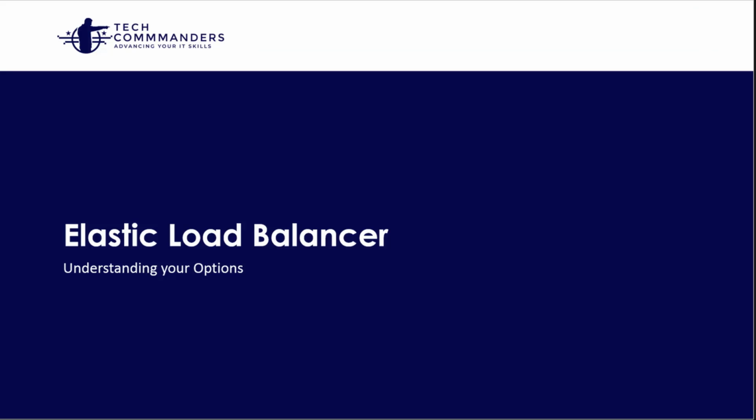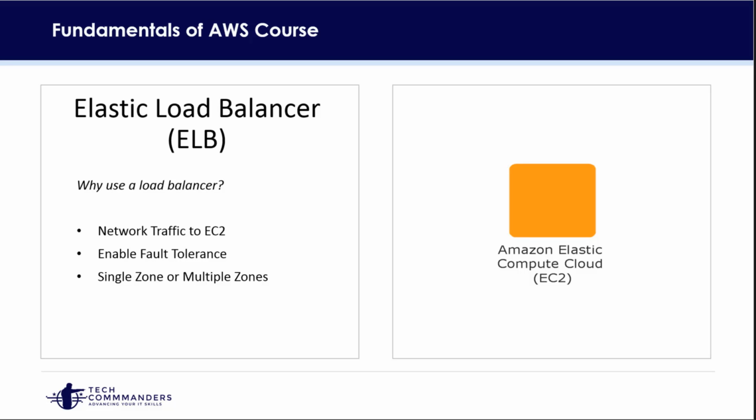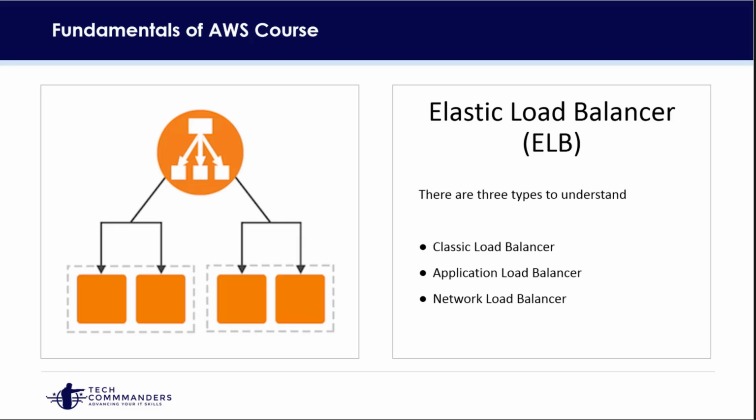Elastic Load Balancer. Let's talk about the options available with the Elastic Load Balancer in AWS. Now, when it comes to use cases for a load balancer, there could be any number of great reasons to want to use it. Generally, we're going to want to use it for network traffic issues, for dealing with scalability, enabling fault tolerance. So if a region goes down or a zone goes down that we're using, we have some fault tolerance built in. You could also deploy this as a single zone or multiple zone deployment.